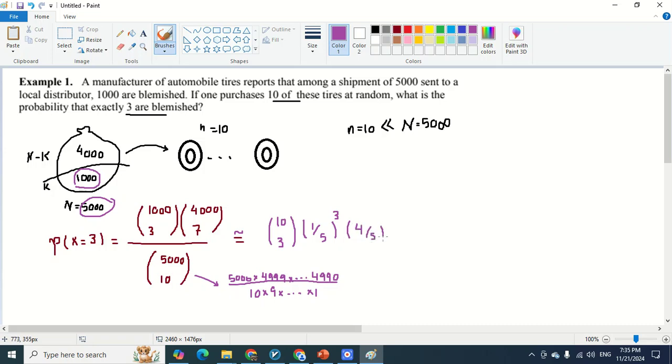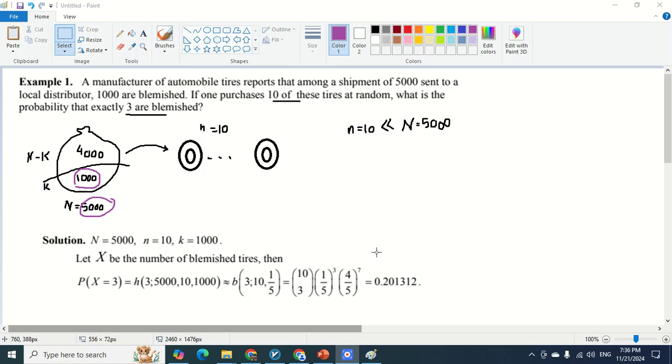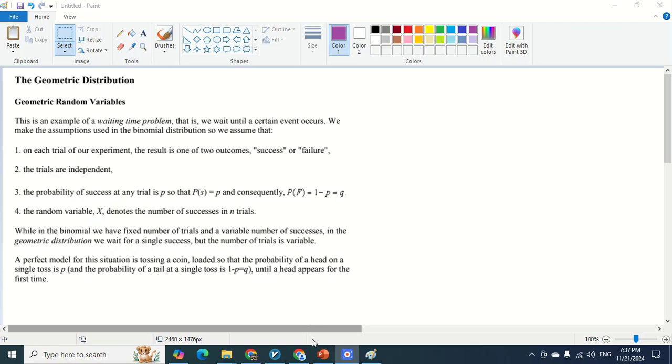As you can see, calculating this value is easier than calculating the previous one, and the result is easily calculated and comes to 0.2. As you can see, the hypergeometric distribution with those factors can be approximated by the binomial distribution. So this is the approximation of the hypergeometric distribution using the binomial distribution. In the next slide, we are looking at the geometric distribution.